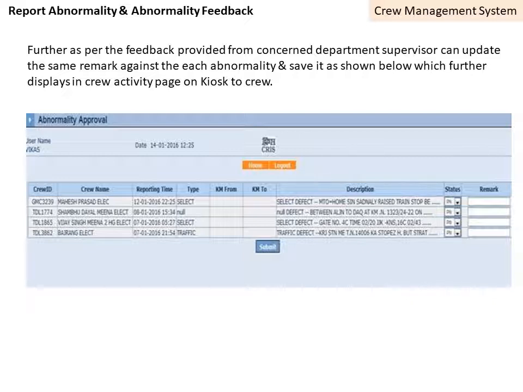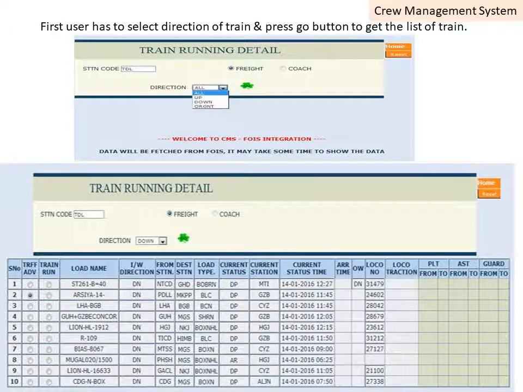It further displays the crew activity as per the kiosk to the crew. It will be displayed here. According to that, we can check the movement of the train, exactly what the movement is, what time the loco number is coming, whether the status is running or not, current status time, current status, and current station, showing exactly where it is. The type of load will also be displayed here. The destination station, whether it is coming directly to Sanat Nagar or bypassing to anywhere, will be indicated here.